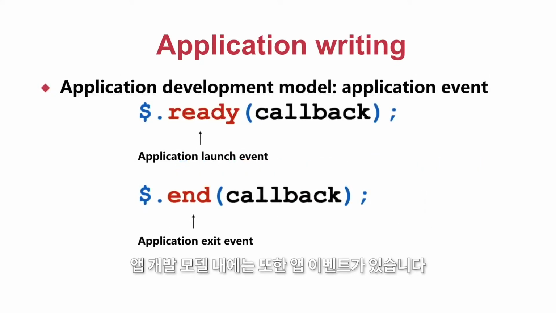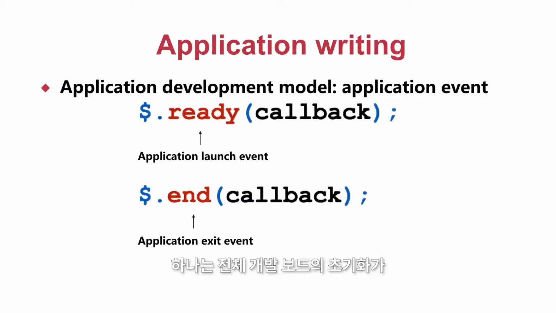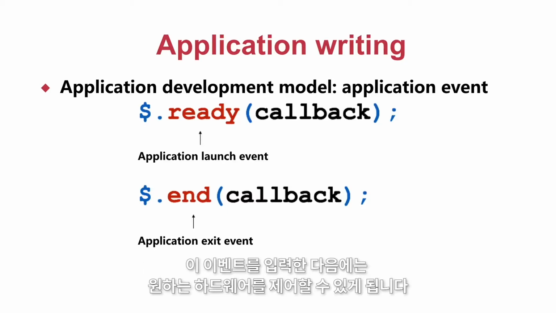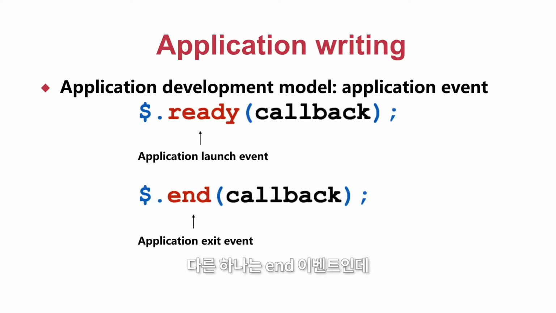In the application development model, there's also an application event. There are two main application events for a Ruff. One is the event of ready, which means that the initialization of the entire development board has been completed. After we enter this application event, we can do some desired hardware control. And the other event is the event of end, which means the exit of the entire application. Here, we may do some cleaning.